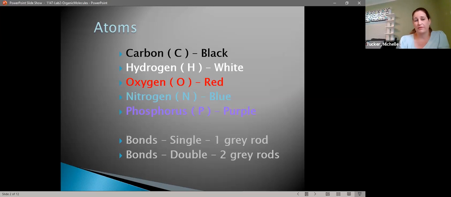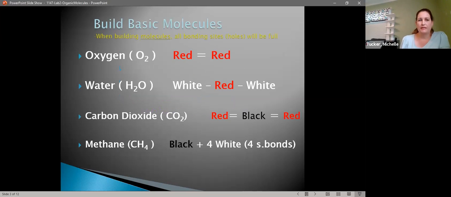Okay, so in real lab, the first thing we'd be doing is literally holding these atoms up and figuring out which element is represented by which color. Then the second activity we would be doing is to build basic molecules. When you build a molecule, all of the available electrons, which are represented by bonds, are utilized.